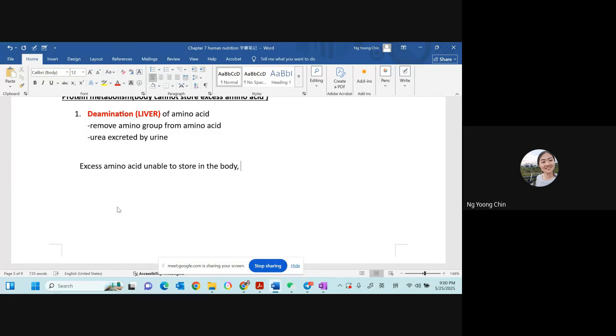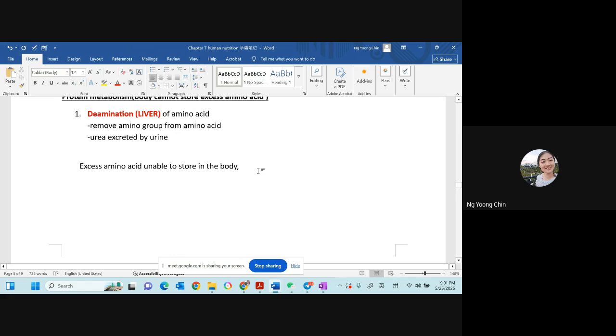It's not like the carbohydrates. If your body has excess carbohydrates, for example excess glucose, the excess glucose is able to be stored in the glycogen form, right? So it will be stored in the liver or the muscle. But the story is different for proteins, because whenever your body has excess amino acids, they are unable to be stored in the body.